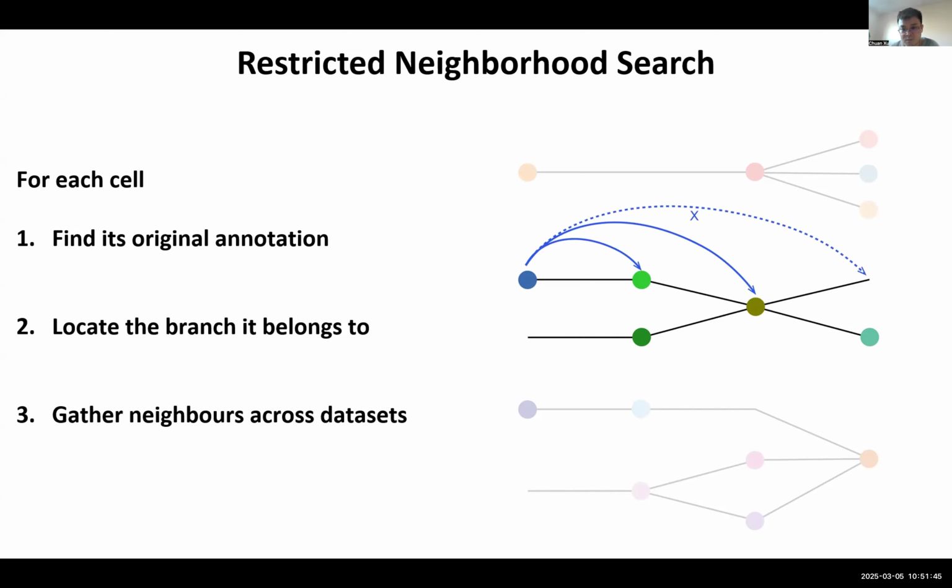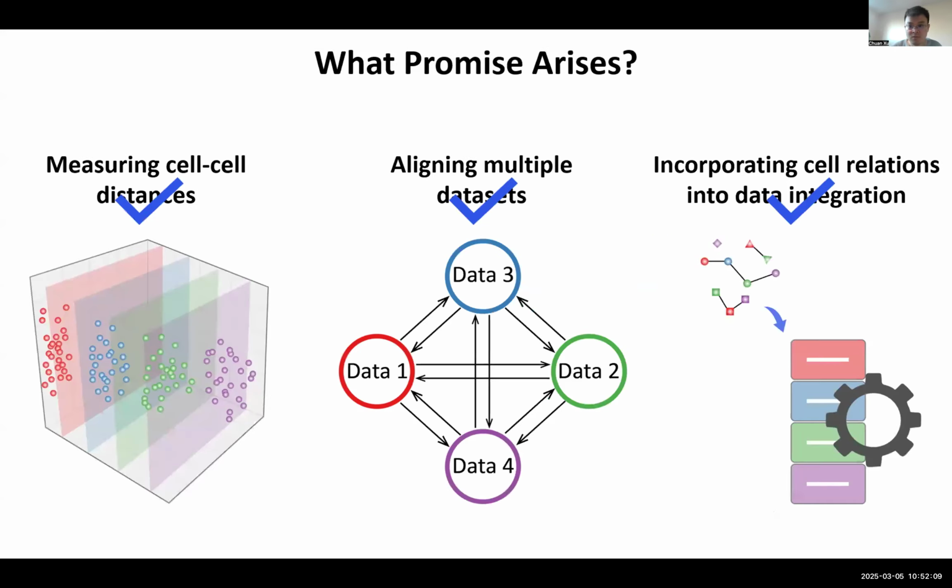For example, this blue cell will only search neighbors in the second and the third datasets because the harmonization graph indicates that the fourth dataset does not have such cell annotation. So by this approach, the search space is geometrically narrowed down, and the same cell types will tend to stay together. So now we have solved these three challenges. So how can we benefit from these fruits?